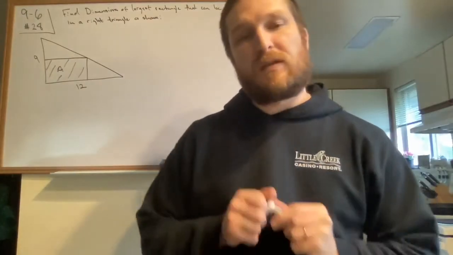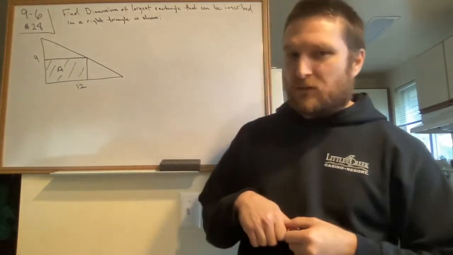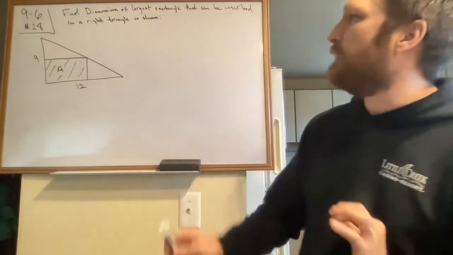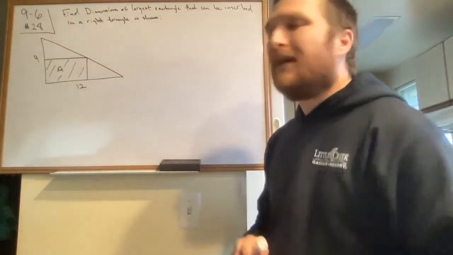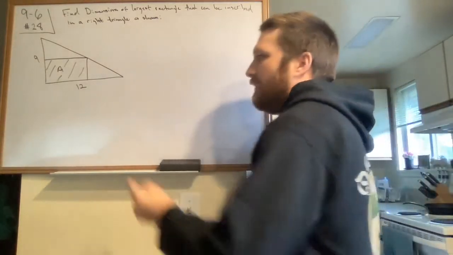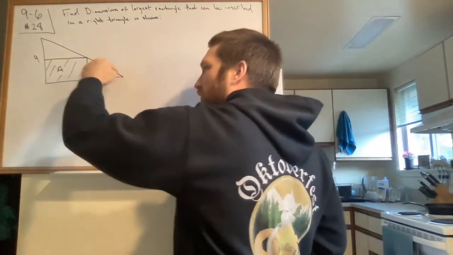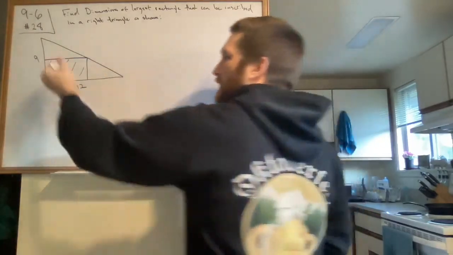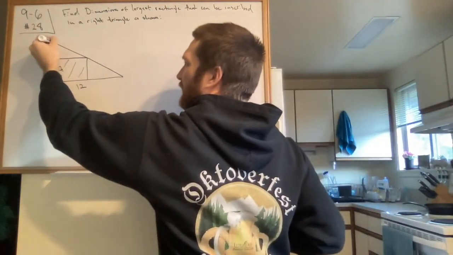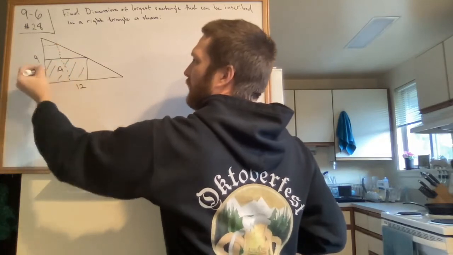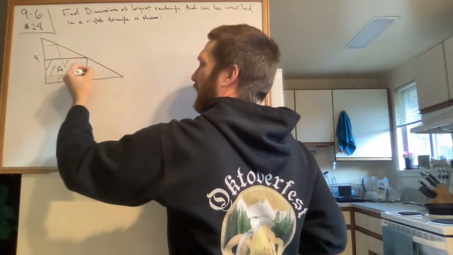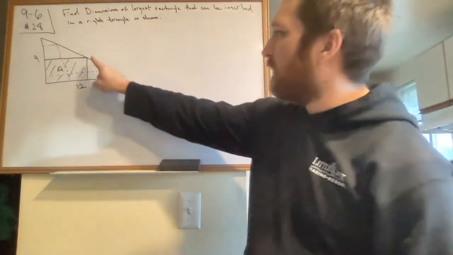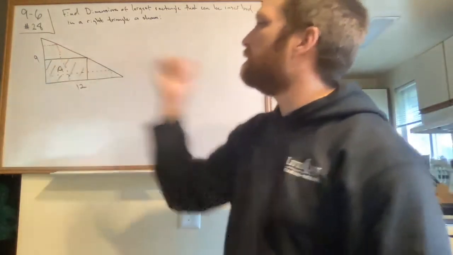Chapter 9, section 6, number 28. Find the dimensions of the largest rectangle that can be inscribed in a right triangle as shown. By inscribed, they mean that this rectangle here touches the hypotenuse at one point like this. Maybe it's really long and skinny like that. Or maybe it's long and skinny this way, right? But that's what they mean by inscribed, that it touches here. That corner touches at one point.